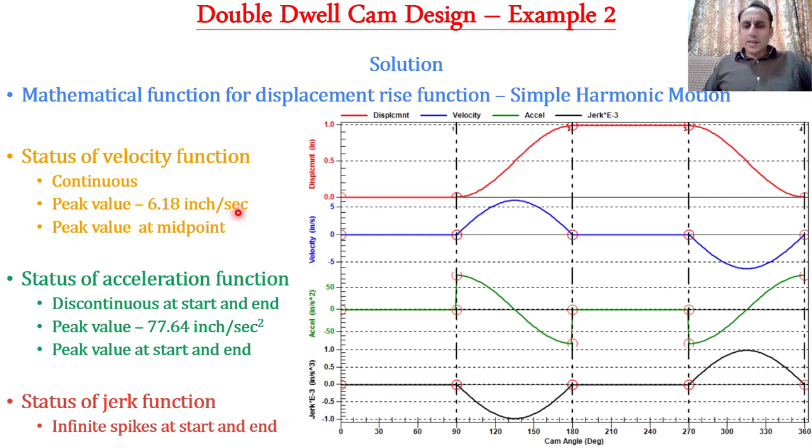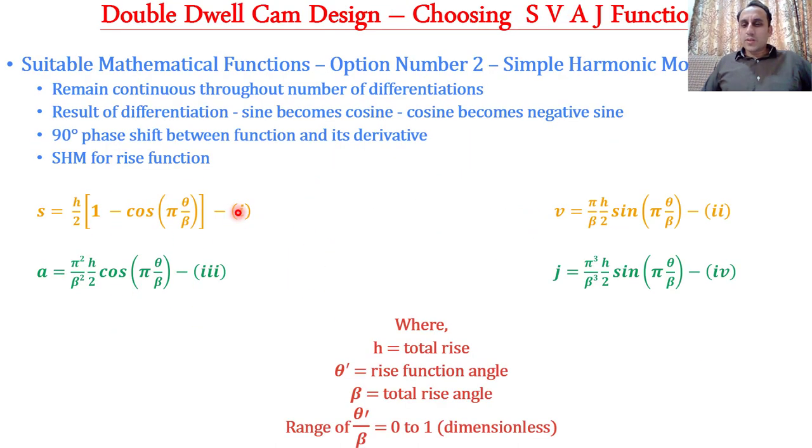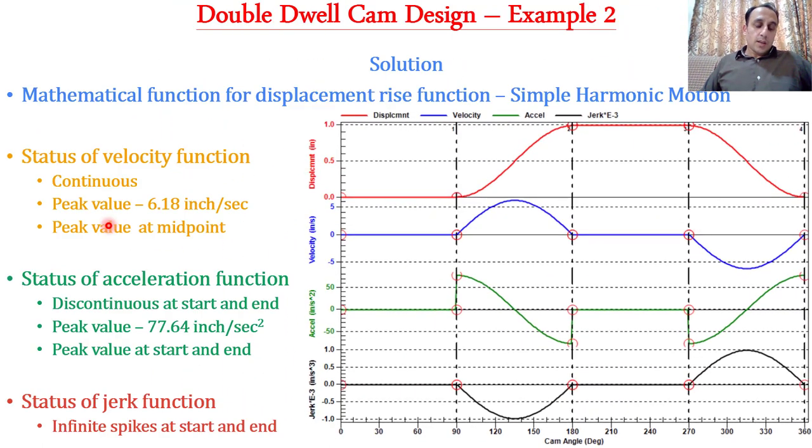6.18 inch per second, you can calculate using what? Using the function. We have this function, and through it you can calculate the peak value of velocity. So that is 6.18. What about the acceleration function?